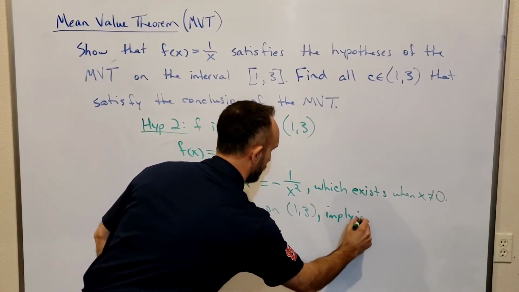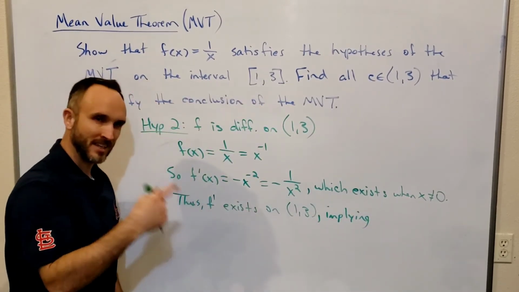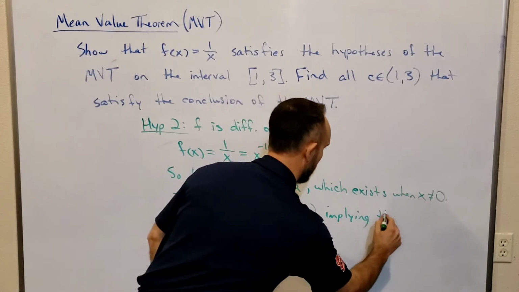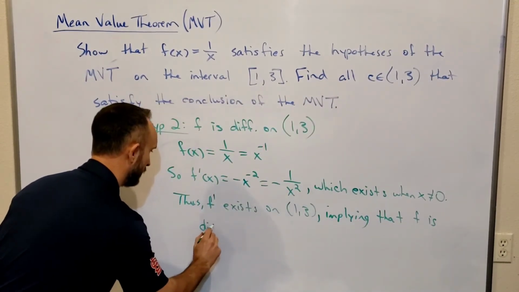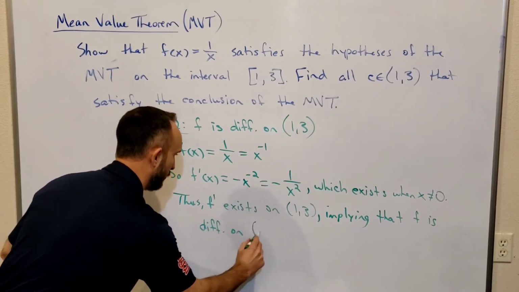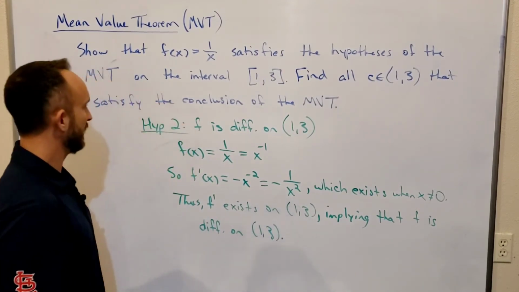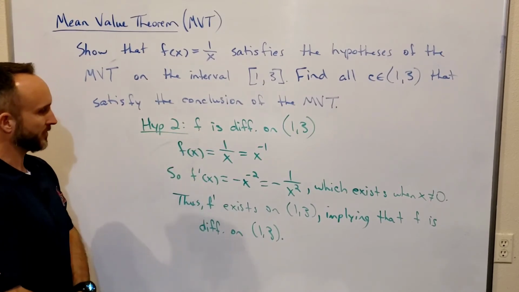Implying if f prime exists, then that means f is differentiable. Implying that f is differentiable on that open interval from 1 to 3. And that's what we needed to show for our hypothesis 2.